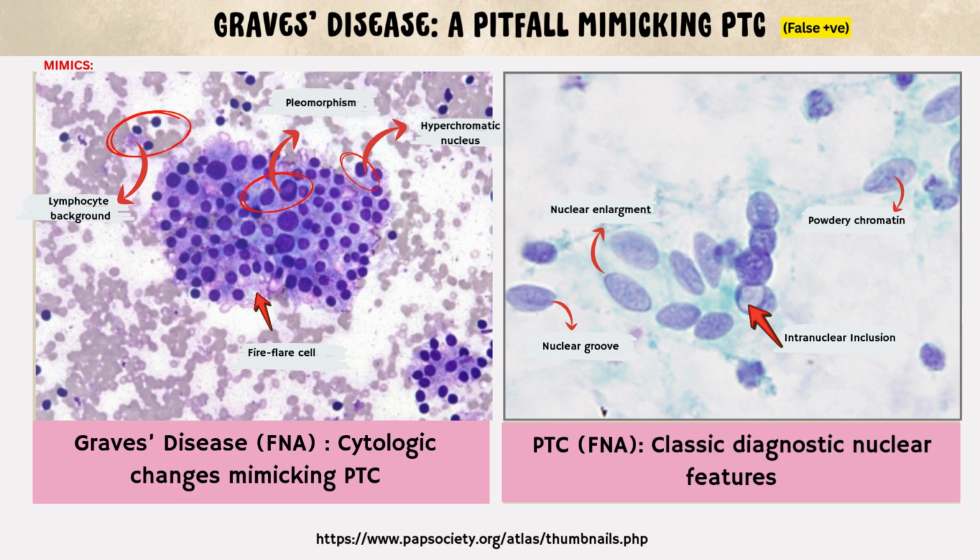This slide also highlights how Graves' disease can be mistaken for papillary thyroid carcinoma and how the distinction can be made. On the Graves' disease slide, the cells show incomplete and non-specific nuclear atypia. Although nuclear enlargement and pleomorphism are present, classic diagnostic nuclear features of papillary thyroid carcinoma are absent. In contrast, papillary thyroid carcinoma demonstrates well-developed and reproducible nuclear features, including powdery chromatin, nuclear grooves, and intranuclear cytoplasmic pseudo-inclusions, as shown here.